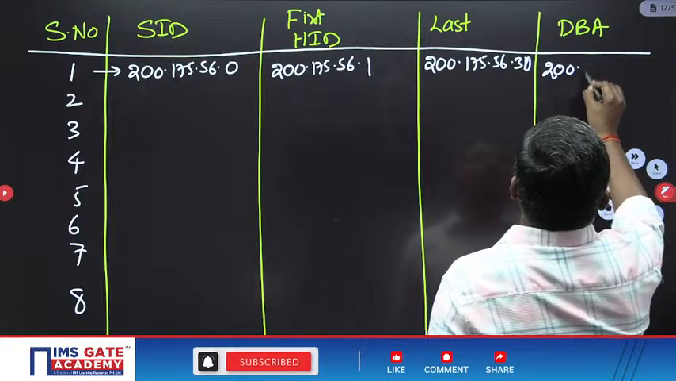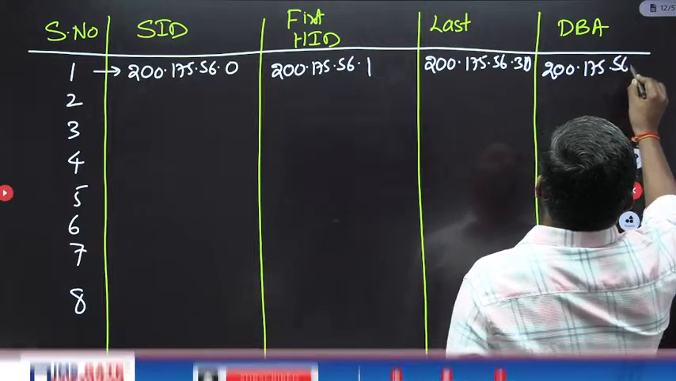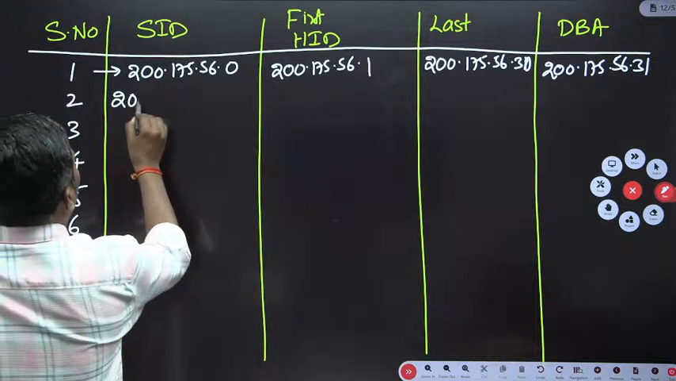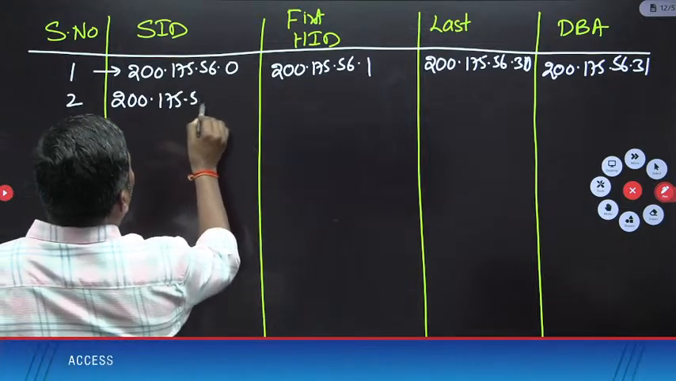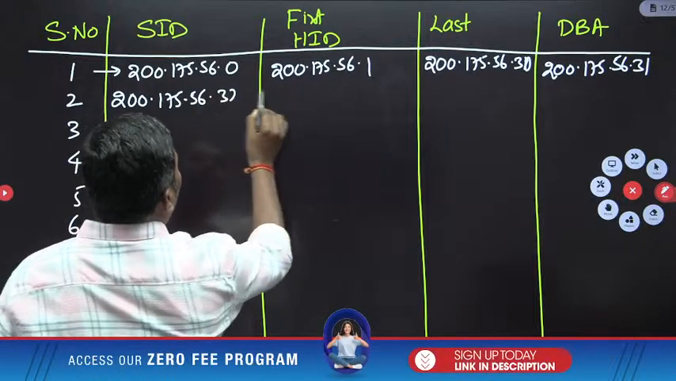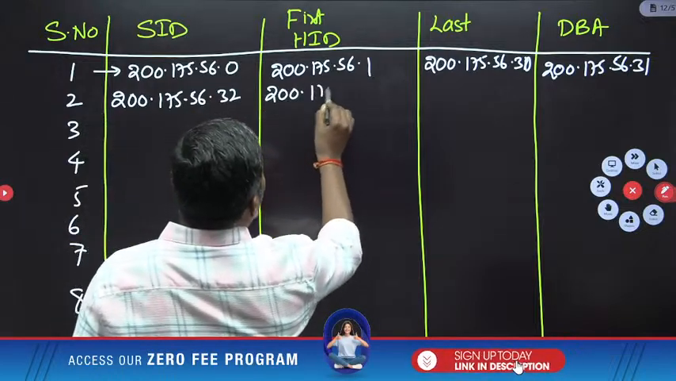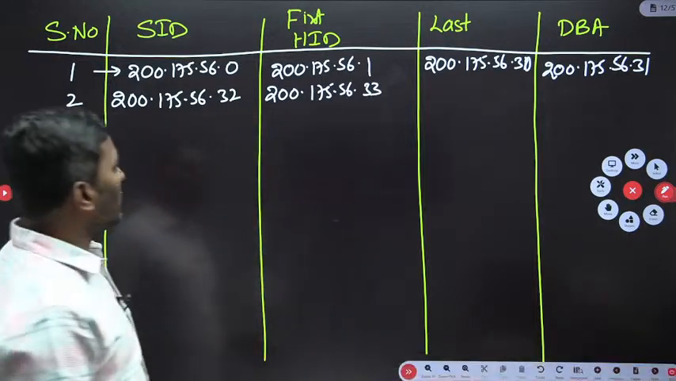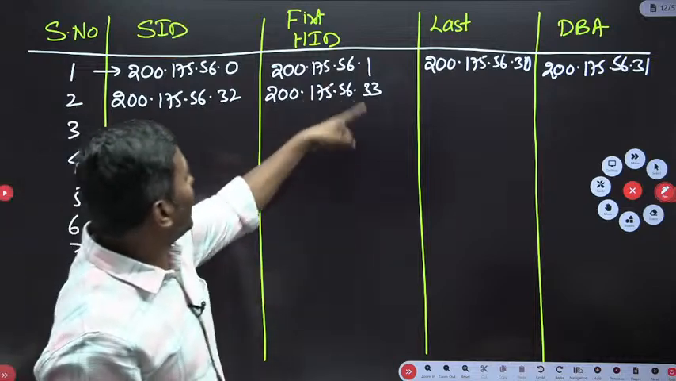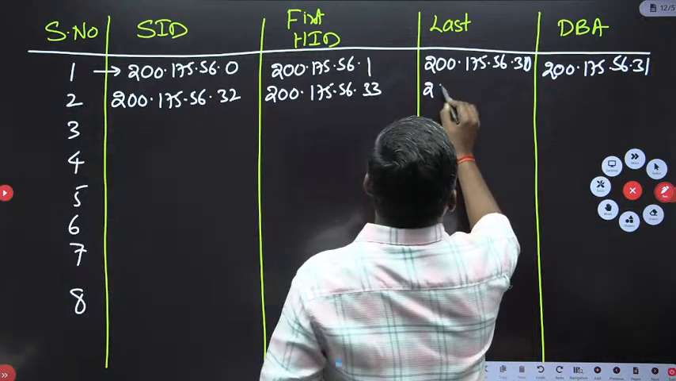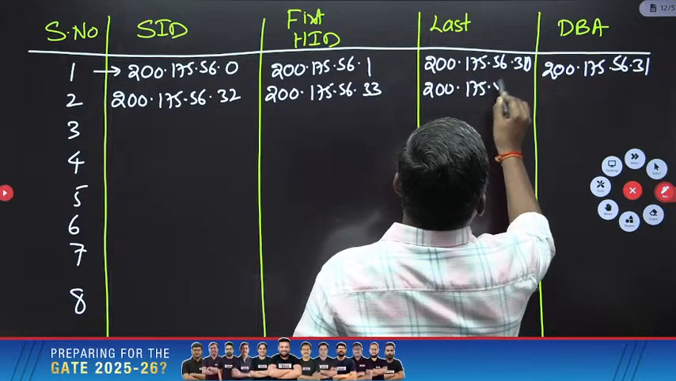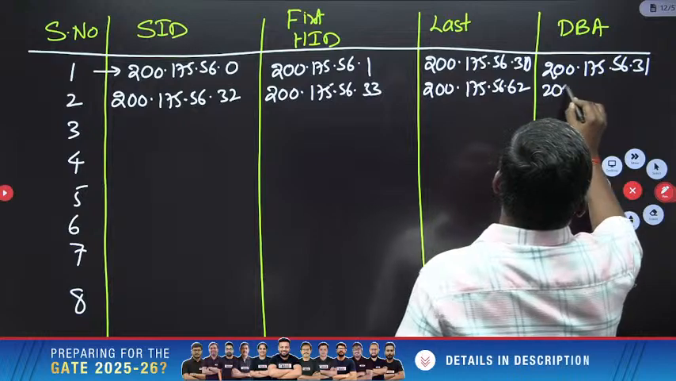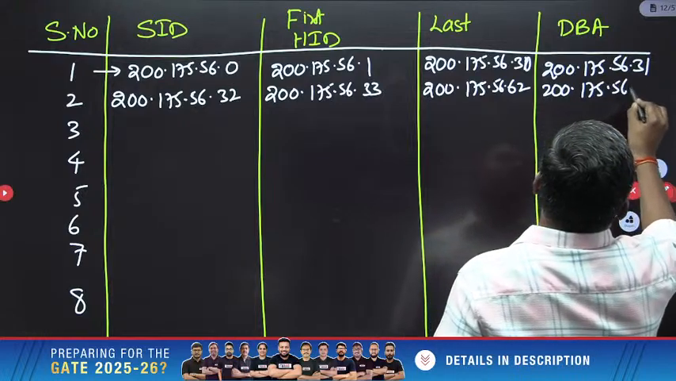200 dot 175 dot 56 dot what? 31 is the DBA. Am I right? So now 200 dot 175 dot 56 dot 32. 200 dot 175 dot 56 dot 33. The first, second, like this keeps on going, right? 200 dot 175 dot 56 dot 60, 62. 200 dot 175 dot 56 dot 63. Correct?